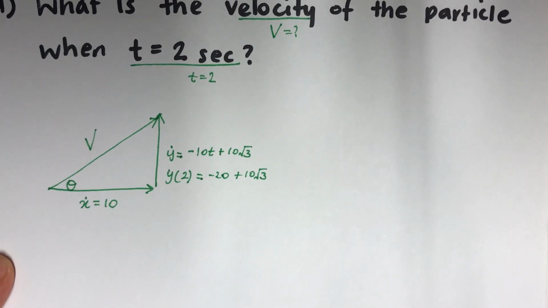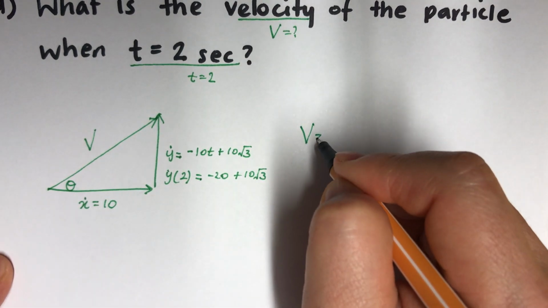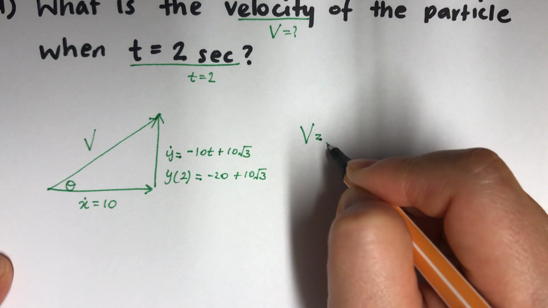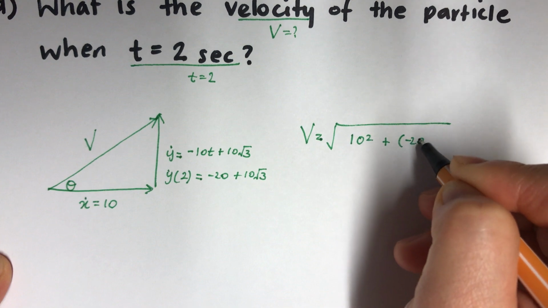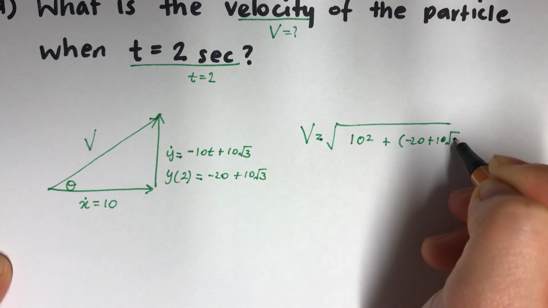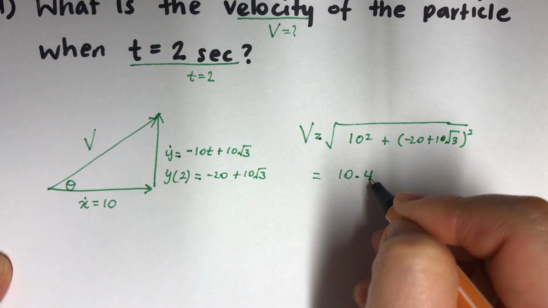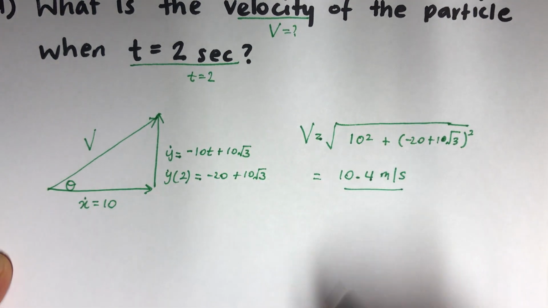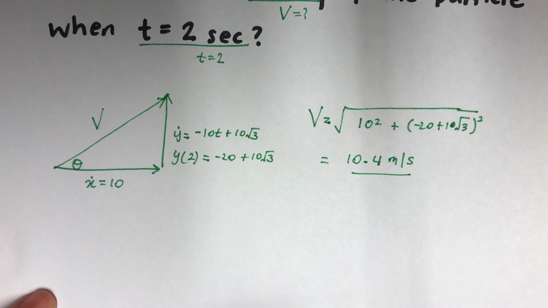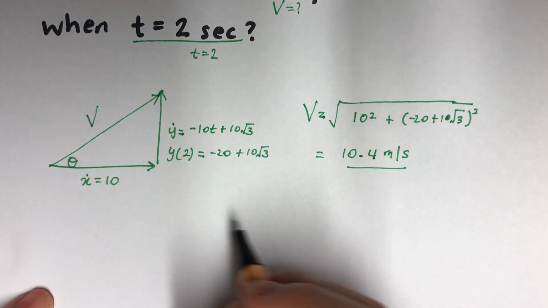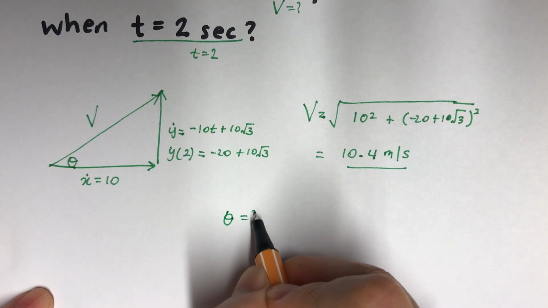Okay, now I'm going to find v, the velocity. So v equals, it's just Pythagoras, 10 squared plus minus 20 plus 10 root 3 squared. So just put it in your calculator, you'll get 10.4 meters per second. Okay, velocity. Now because a velocity has what? Both magnitude and direction, so that's the magnitude there. So we need to find the direction, which is theta. The theta we have to find.